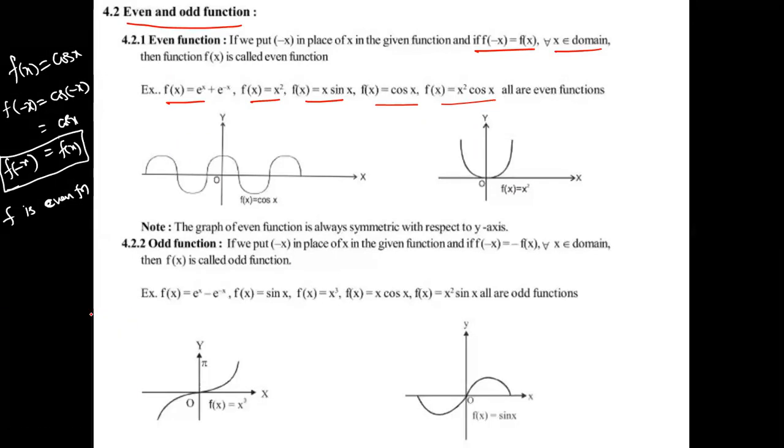See here they're giving some examples. Y is equal to cos x. Dear students, what is this one here? The y axis behaves as a mirror image. Y is equal to x square, like that. This is the mirror image. So this note is very important: the graph of an even function is always symmetrical with respect to the y-axis.